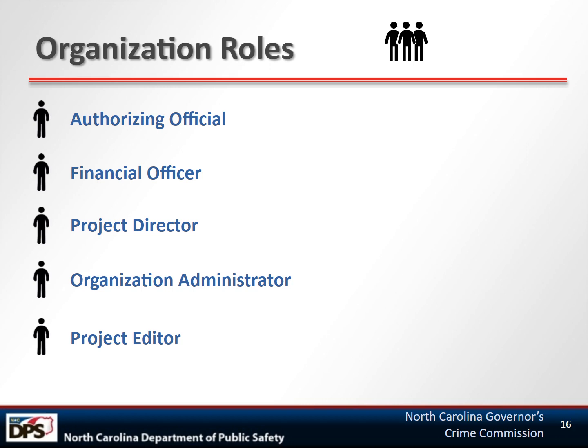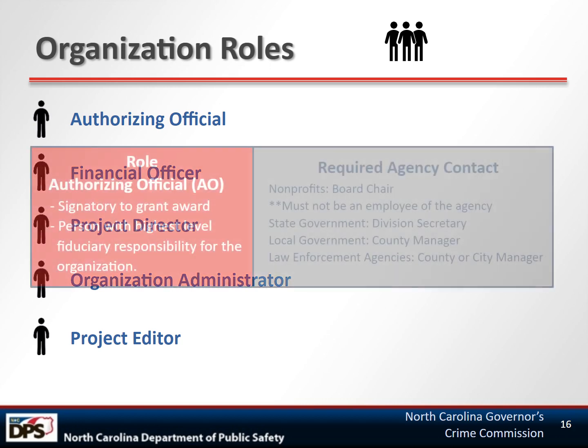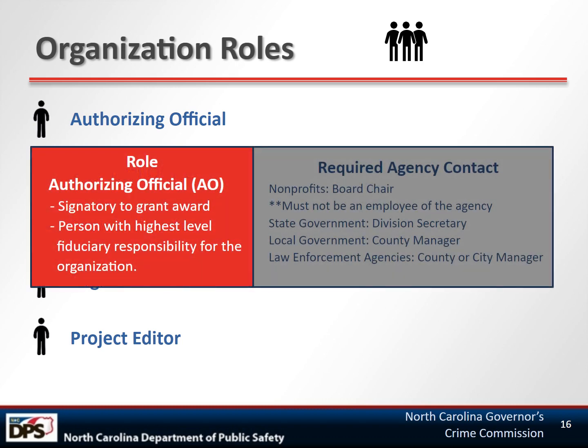Let's take a look at each of these roles. The authorizing official is the signatory to grant awards. It's the person with the highest level of fiduciary responsibility in the organization. The required agency contacts include, for nonprofits, the board chair, which must not be an employee of the agency. State government would be the division secretary, local government, county manager, and law enforcement agents is the county or city manager.